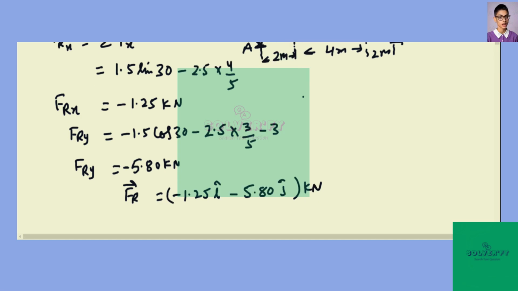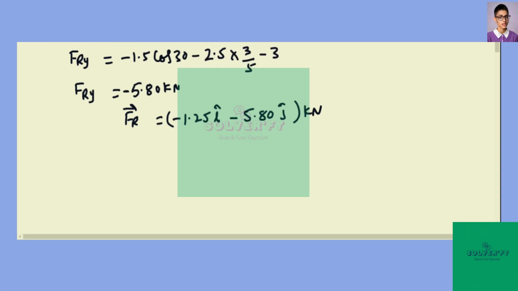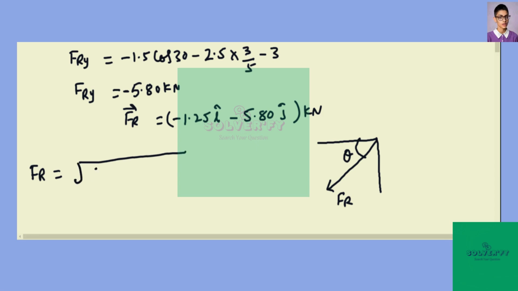We can find its magnitude and direction. We will draw the vector. This is the negative x-axis, this is the negative y-axis. This will be the resultant force in this direction, and this angle theta, and the magnitude you may calculate. The magnitude of this force will be the square root of minus 1.25 whole square plus minus 5.80 whole square. So this magnitude will be 5.93 kilonewton. So the resultant force has the magnitude 5.93 kilonewton.